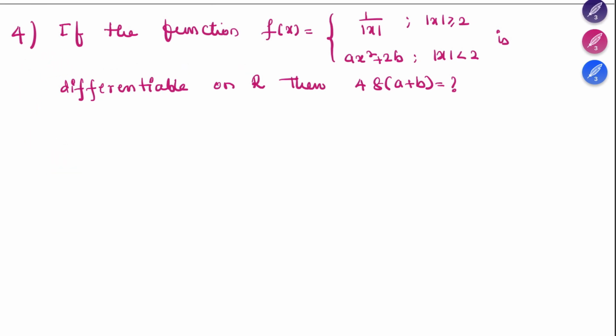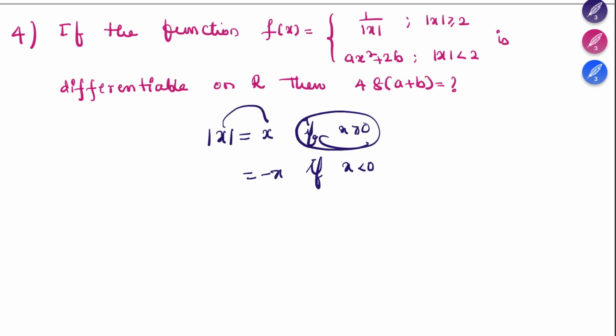Now the next one. Here I am going to remove the modulus first. Now to remove the modulus, you should know the definition of modulus. Modulus of x is x itself if x is positive, and modulus of x is minus x if x is negative. If x is greater than or equal to 0, mod x we write as it is, meaning we just remove the mod and write x. If x is negative, we write minus x.